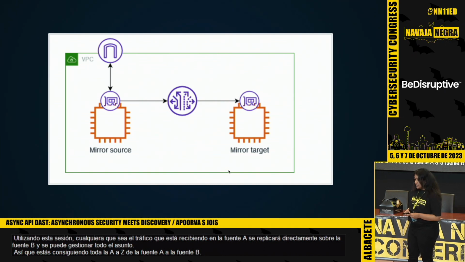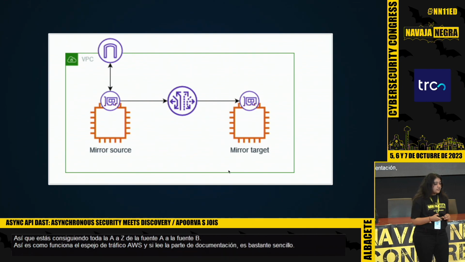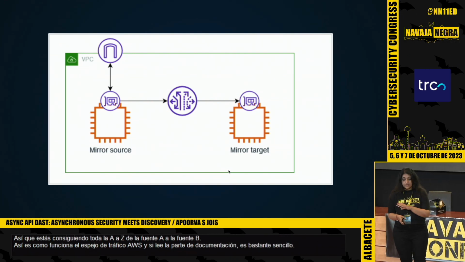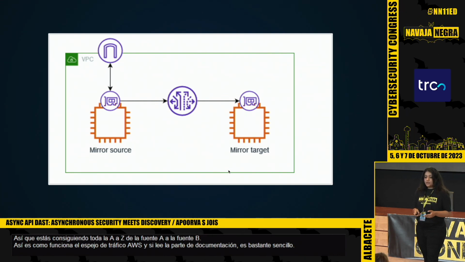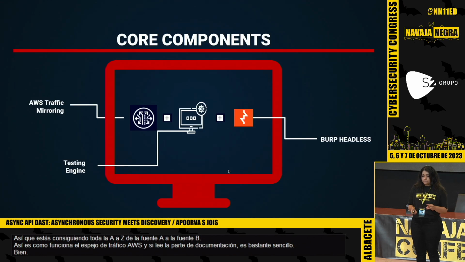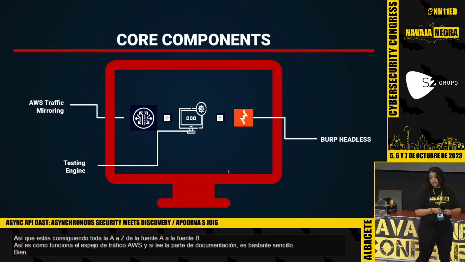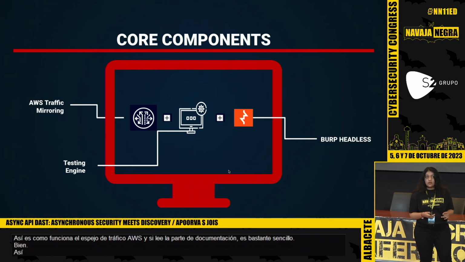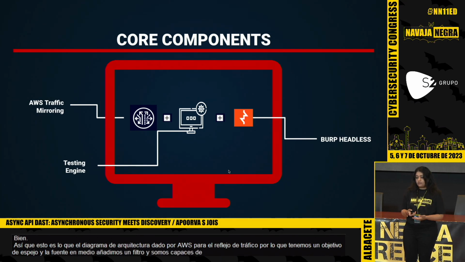So this is the architecture diagram given by AWS for traffic mirroring. We have a mirroring target and the source. In between, we add a filter, and we are able to get the entire traffic from A to B. So in our research, we have three core components. The first core component was AWS traffic mirroring, which I just went through.